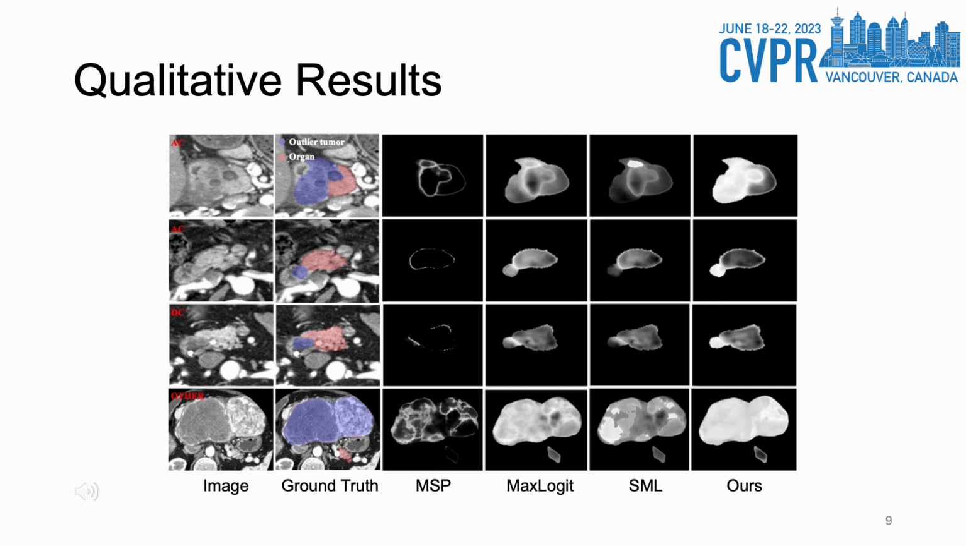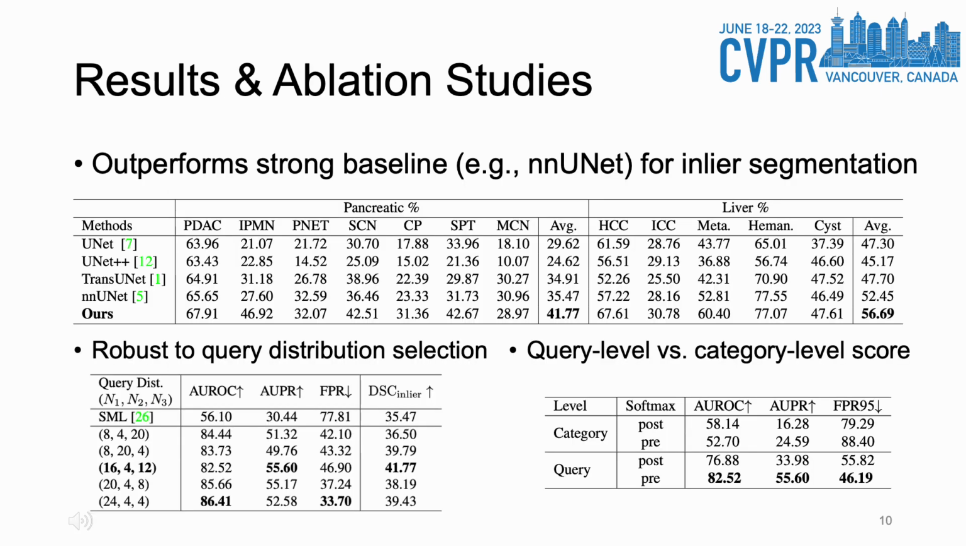Our approach maintains a high anomaly score in the OOD pixels, outlier tumor, while a low anomaly score in the in-distribution pixels, organ. For inlier segmentation, our method outperforms strong baselines, especially nnUNet. Our ablation study shows that the method is robust to the key hyperparameter, the selection of query distribution. Meanwhile, the proposed query-level anomaly score is superior to the category-level score.